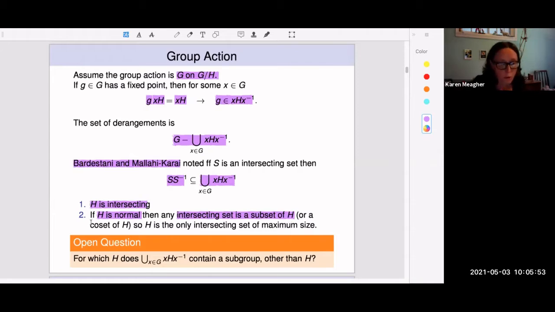Okay, so throughout this talk, because this workshop's supposed to be about open problems, I try to have orange open problems every couple pages. When we have an H, when do we have a subgroup in here? There are interesting examples where this union contains a subgroup other than H, and it's interesting, and it brings up this group property that's interesting to think about.